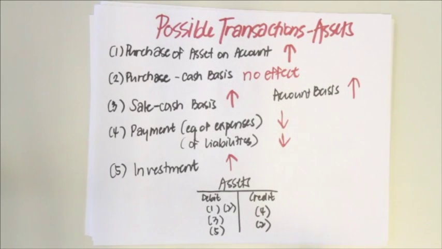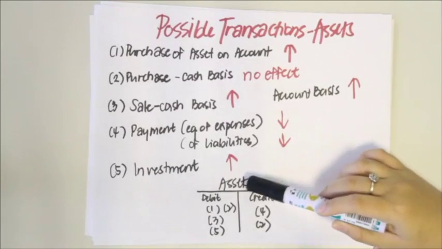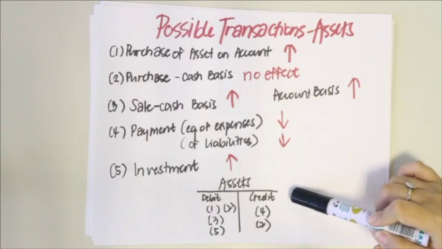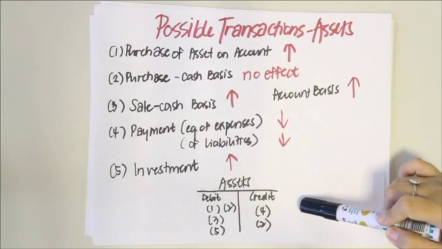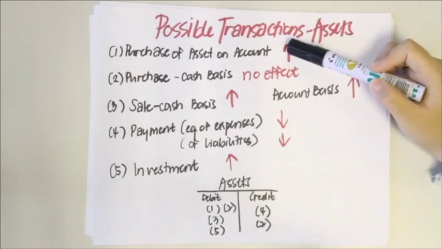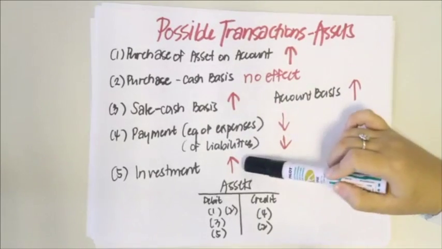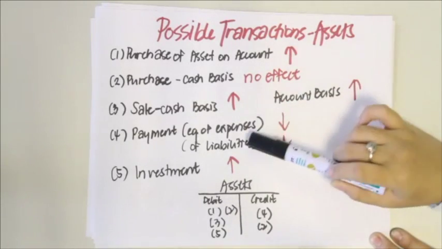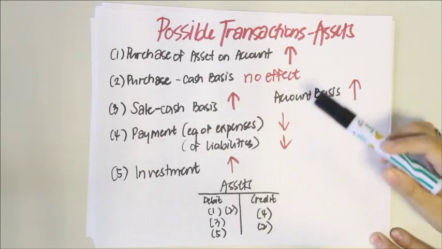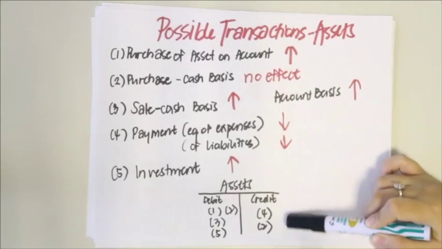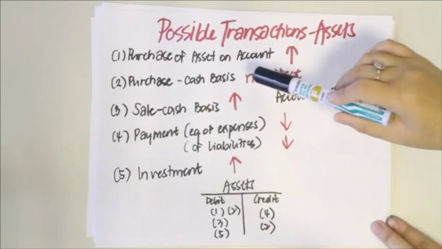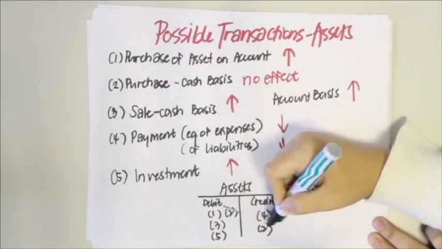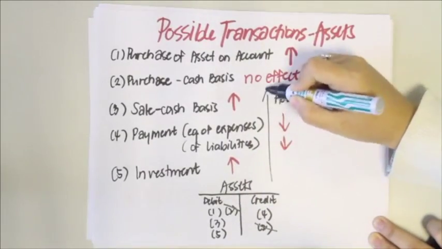But remember that this is not comprehensive and may not include all the possible transactions, but these are the common ones affecting assets. As I said before, increases in assets would mean debits and decreases in assets would mean credits. So if you use the T account I have here, you would see that transactions 1, 3, and 5 all cause an increase and so fall under debit, while 4 and 2 require a credit or a decrease in assets. 2 also requires an increase in assets and therefore it cancels itself out, leading to no effect.